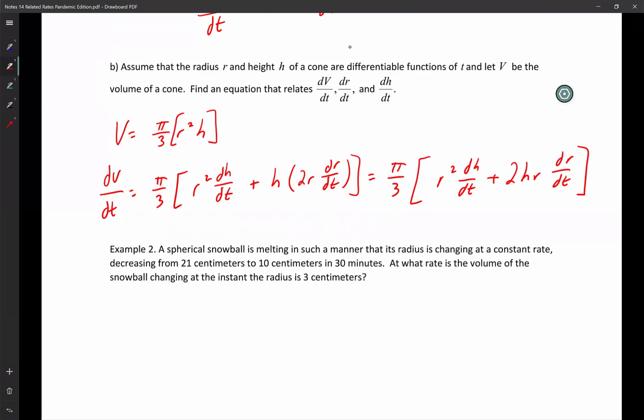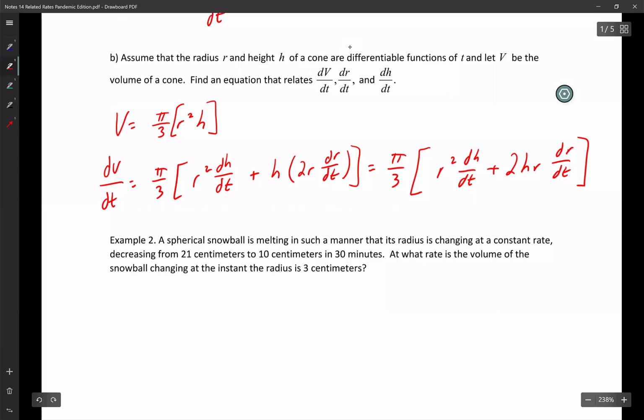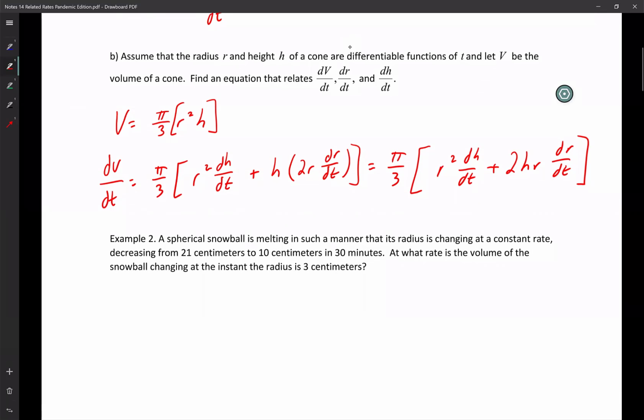Yeah, how are they all related? How are all three of them connected? They're all connected by this equation like this. Does that make sense? So the question was, when they asked to find an equation that relates dv/dt, dr/dt, and dh/dt, what does that mean? It just wants to know how all three of those are connected to each other.